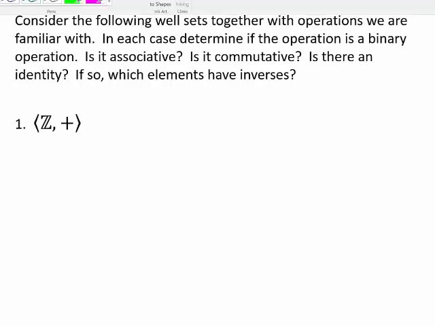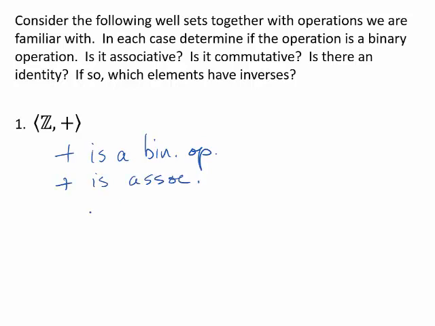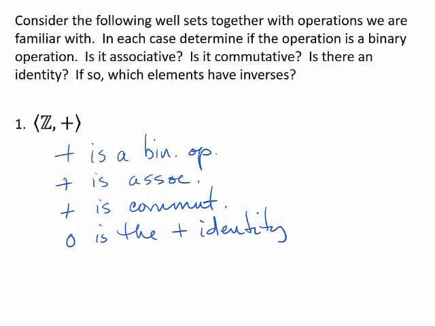Plus is a binary operation. Plus is associative. We know all this. Plus is commutative on Z. And there certainly is an identity. 0 is the plus identity. And everybody has an inverse.